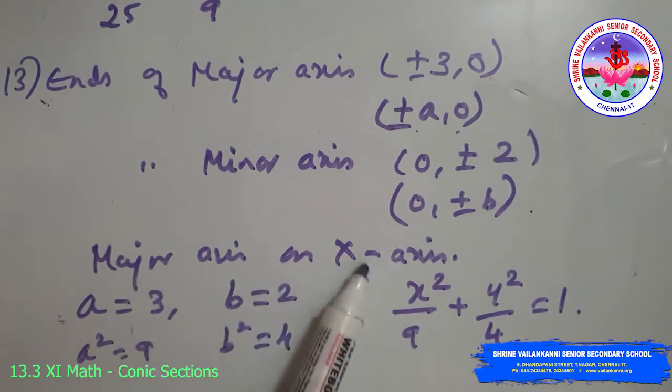Here major axis is along x axis. So the equation of the ellipse will be x square by a square plus y square by b square, which is equal to 1.